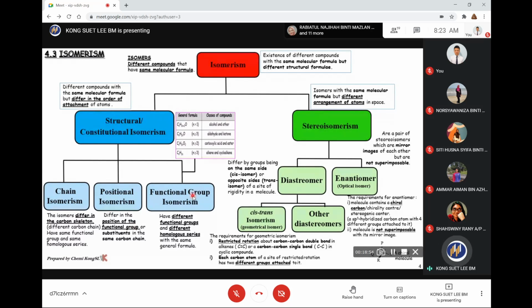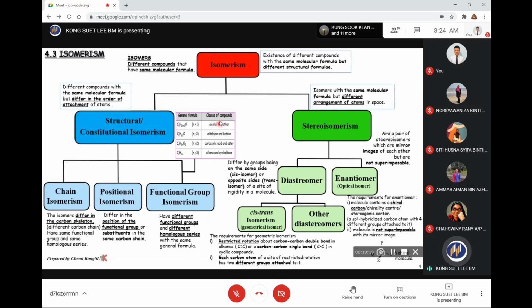And then functional group isomerism is, okay, so the name is functional group isomerism, meaning it's different functional group and different homologous series, but with the same general formula. For this one, you have to take note, there are only 4 pairs. Okay, so it's alcohol with ether, aldehyde with ketone, carboxylic acid with ester, alkene with cycloalkane.